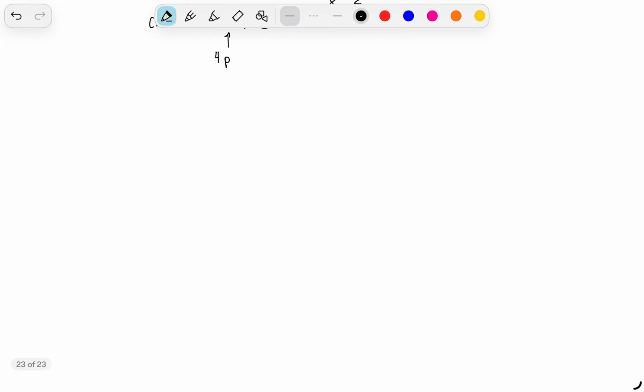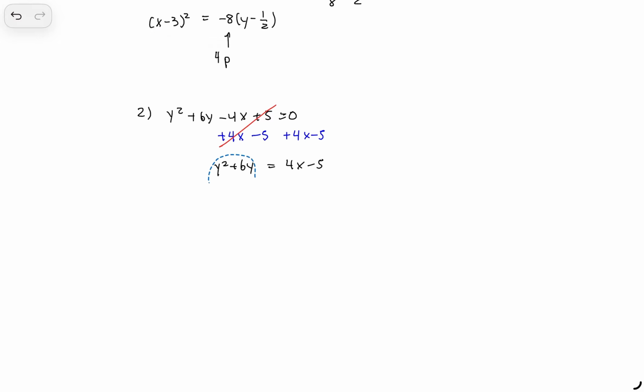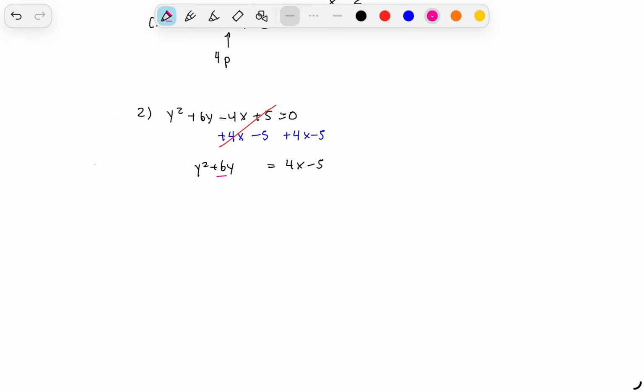Now, let's do another example. Let's say we have y squared plus 6y minus 4x plus 5 is equal to 0. We want to isolate the y terms. So you're going to add 4x and subtract 5. So you're going to have y squared plus 6y is equal to 4x minus 5. Now you're going to complete the square. 6 over 2 squared is equal to 3 squared, which is 9. So we're going to add 9 to both sides.